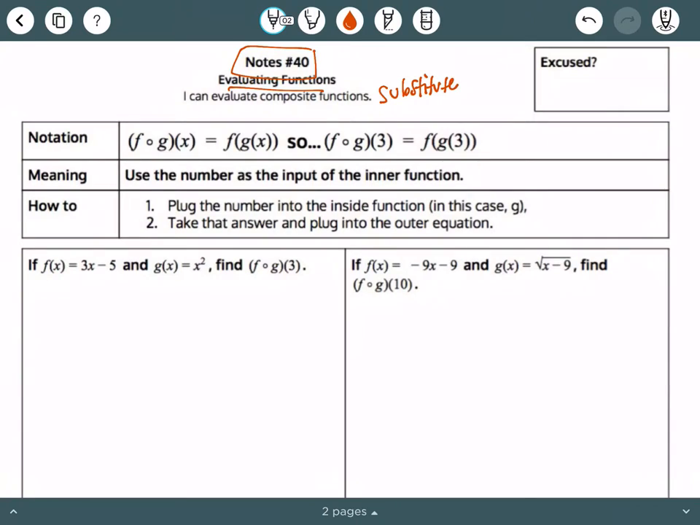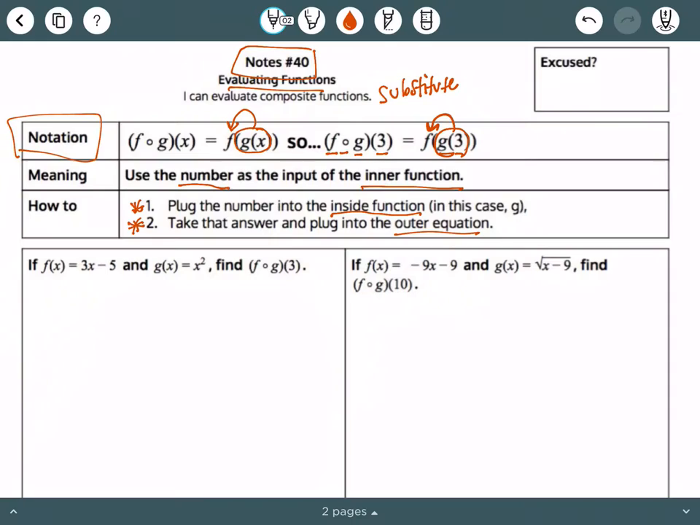So we have our notation, just like yesterday, we have f of g of x, which means that we take g of x and we put it in f. So if, for example, we had f of g of 3, that would mean that we have g of 3, and we're going to take g of 3 and then put it into the f equation. So what that means is we use the number as the input of the inner function, the one on the inside. So how we're going to do that? We're going to first plug the number into the inside function, the inner function, and then second take that answer and plug it into the outer equation.